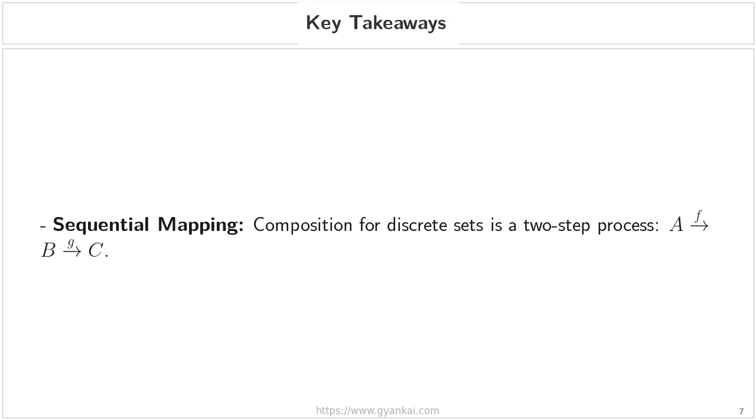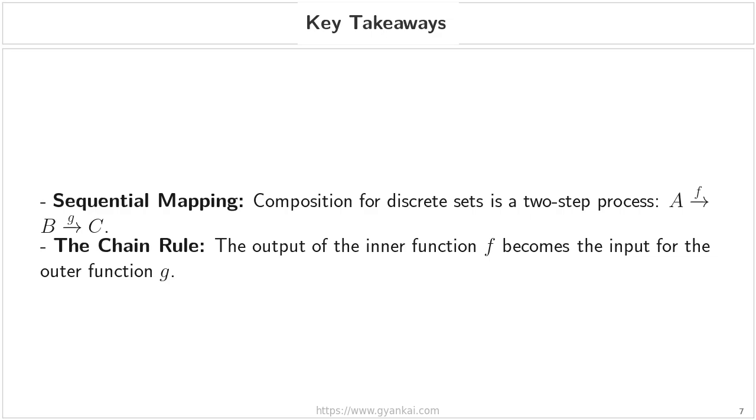We move from set A to set B using function F, and then from set B to set C using function G. This leads us to the core logic, often referred to as the chain rule in this context. The most important thing to remember is that the output of the inner function, F, becomes the immediate input for the outer function, G. It is a seamless handoff between the two functions.